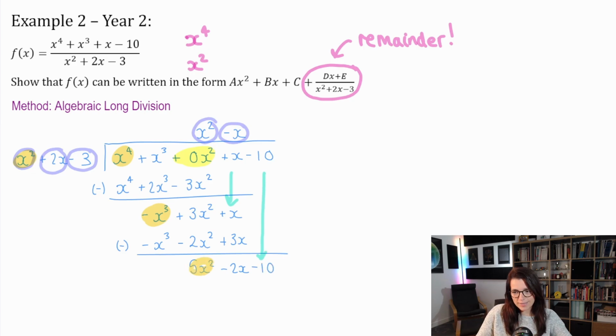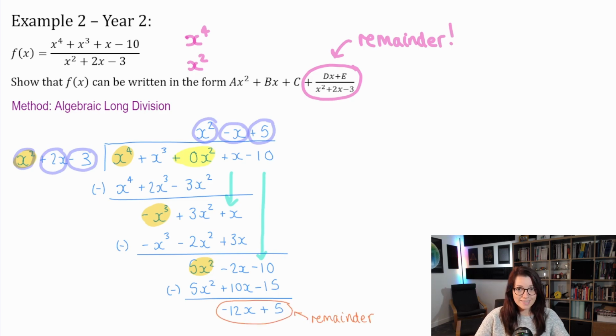So 5x squared divided by x squared is 5, times the 5 by all three things there. And we get 5x squared plus 10x minus 15. Subtract. And we get minus 2 minus 10 is going to give us minus 12x. Minus 10 minus minus 15 gives you plus 5. And what's left at the bottom there is the remainder.